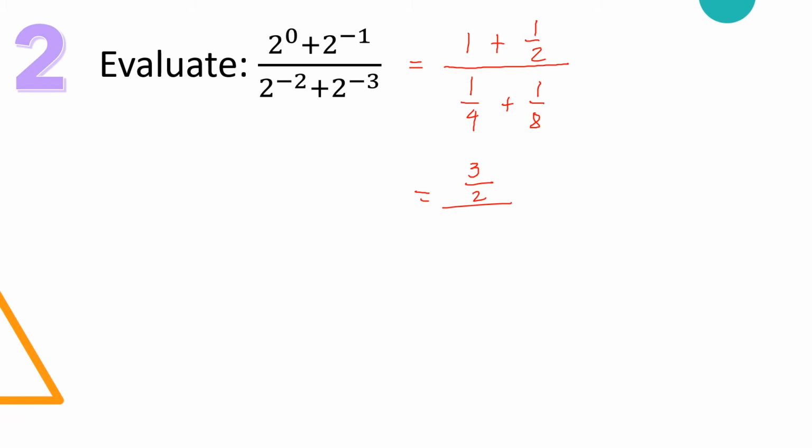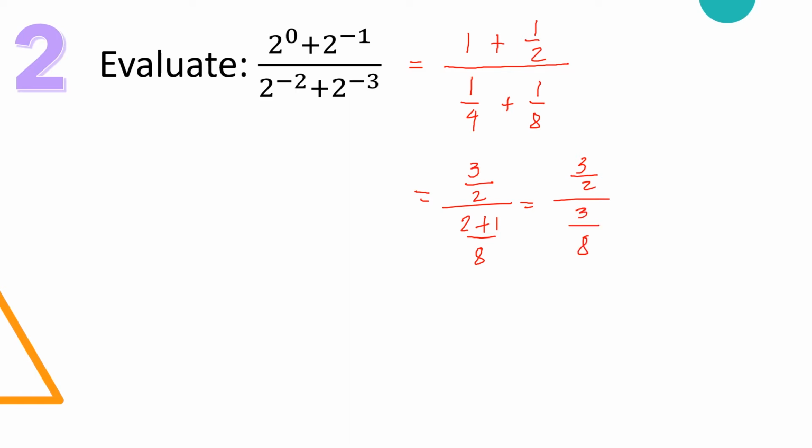In the denominator, the LCD is 8. So we have 8 divided by 4 is 2 times 1. So that will be 2 plus 1. So we have 3 halves over 3/8.